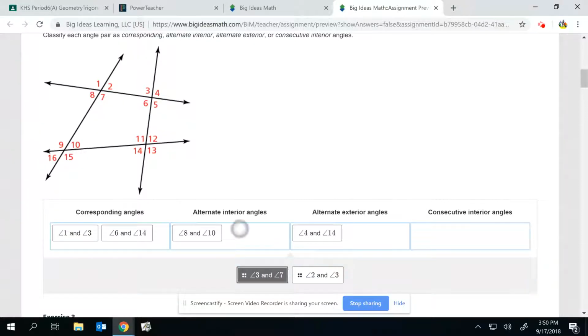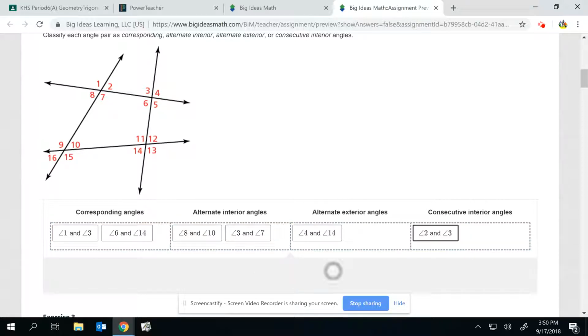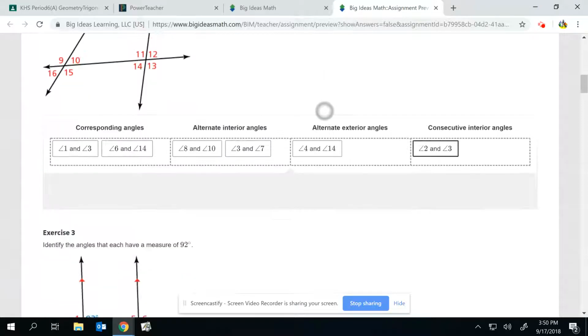So alternate interior. 2 and 3. 2 and 3 are on the same side, and they're in between these 2 lines. So same side interior is the same as consecutive interior. So that was number 2.